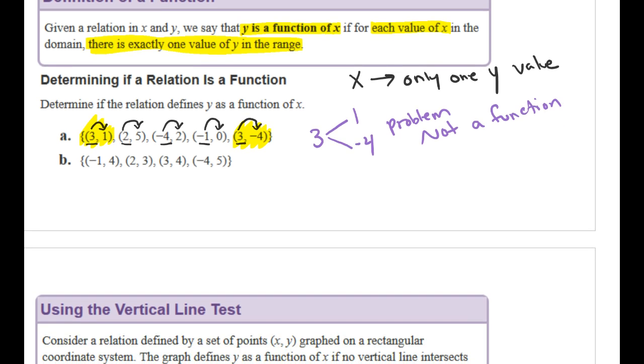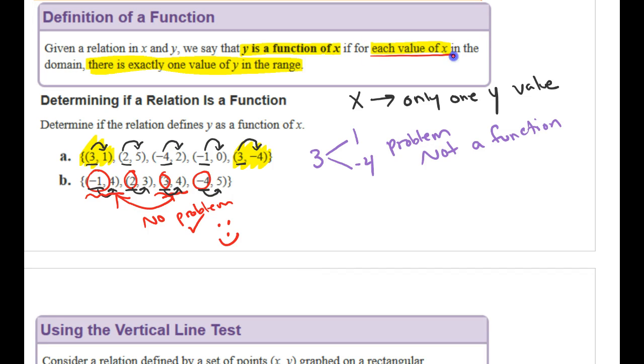The next example, we have -1 goes to 4, 2 goes to 3, 3 goes to 4, and -4 goes to 5. All the x values are different, right? Some students would look at this point and look at this point and maybe say we have a problem, but there's no problem here. We're good. We're happy, because every x is different, right? Remember the statement says for each x value, it can only go to exactly one y value.